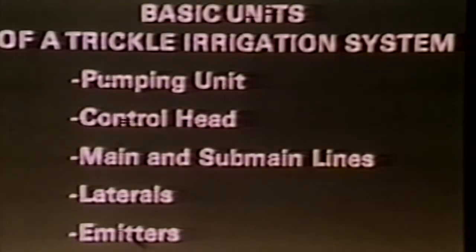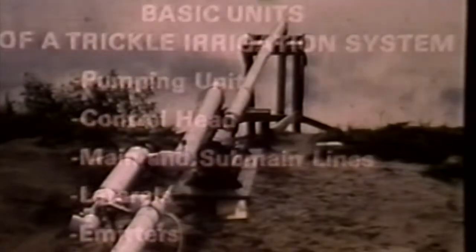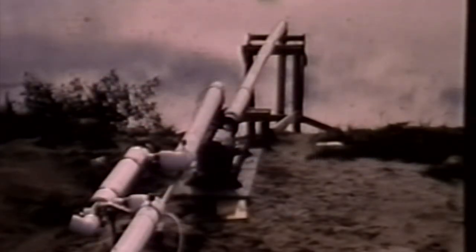All trickle irrigation systems are comprised of 5 basic units. They are the pumping unit, the control head, the main and sub-main lines, the laterals, and the emitters. The pumping unit takes water from its source and makes it available under pressure at the control head. It is driven either by an electric motor or by an internal combustion engine. The power units are generally equipped with safety shutdown controls in case of a loss of water pressure, excessive temperature, or a loss of oil pressure.